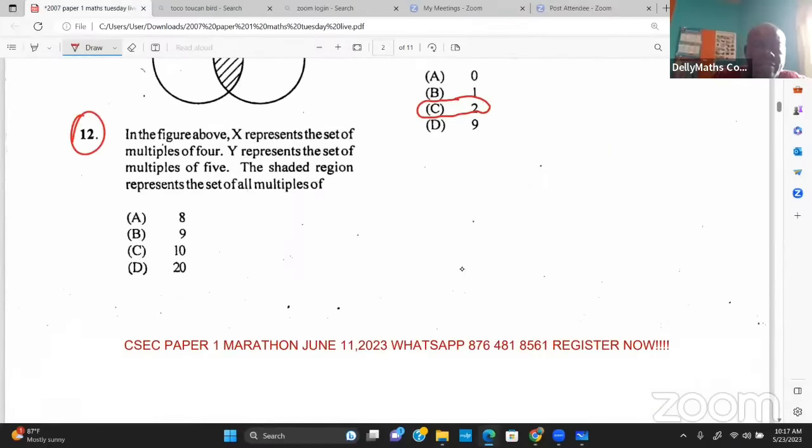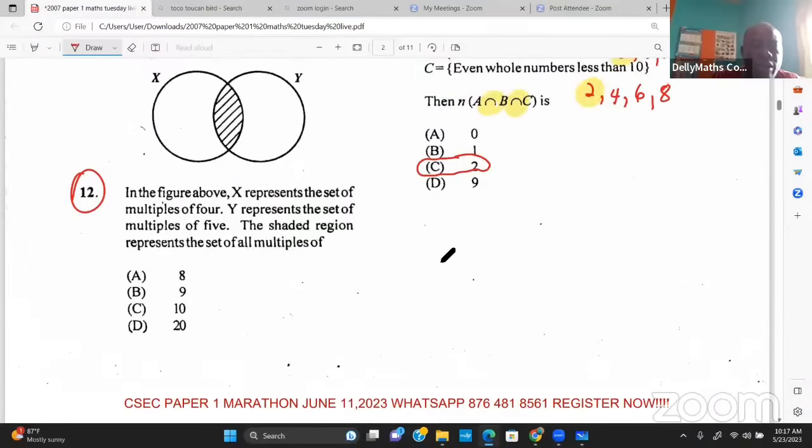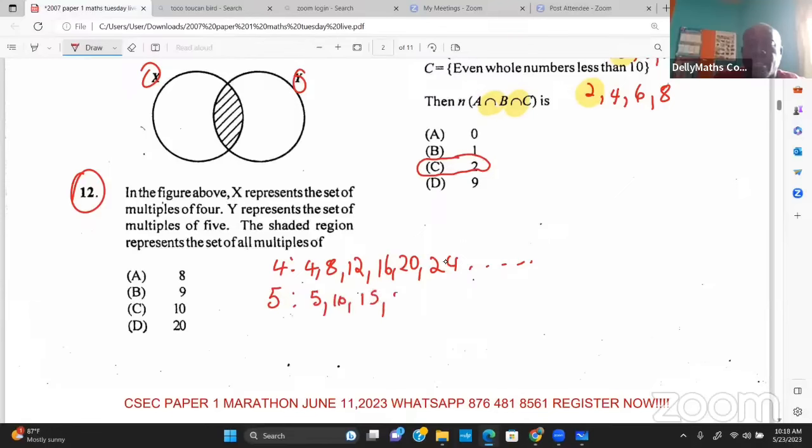All right, let's take a look at number 12. In the figure above, X represents the set of multiples of 4, right? So this X is the multiples of 4. Y would be the set of multiples of 5, right? Then the shaded region could be 1. So we want to list our multiples of 4. 4, 8, keep adding 4, 12, 16, 20, I'll stop at 24, and it goes on to infinity. Multiples of 5 would start 5, 10, 15, 20.